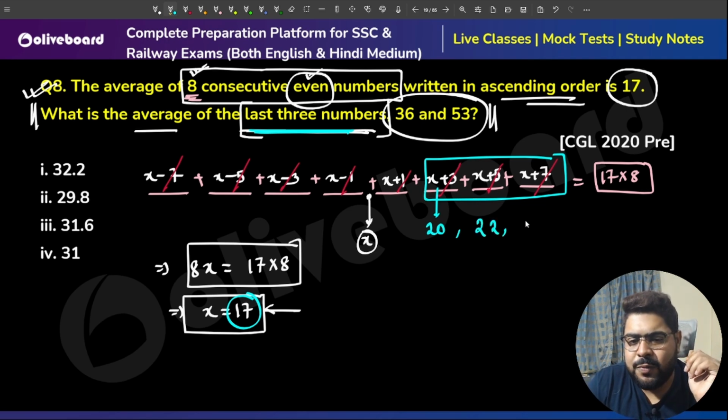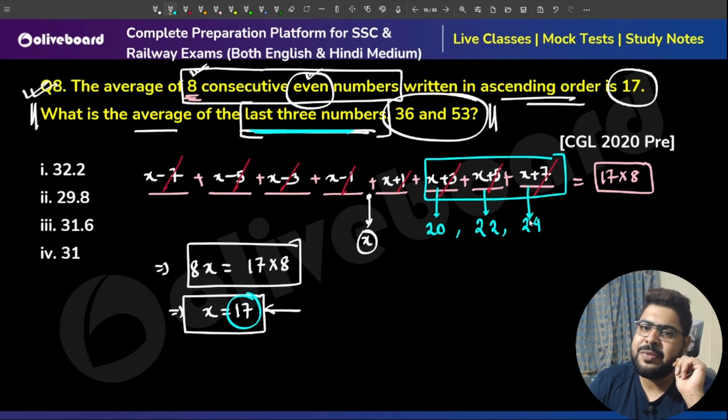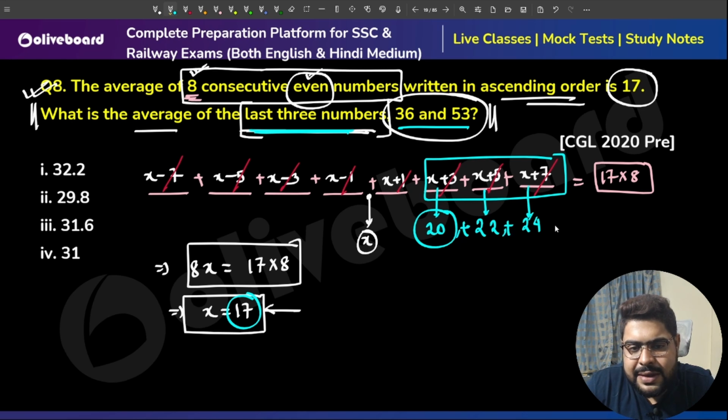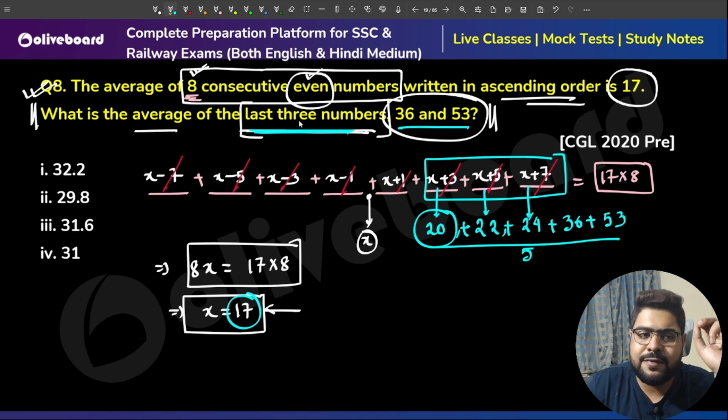So 22, 24. This must be 22, this must be 24. Once I get one value, I'll just take the next two even numbers, right? They're asking the average of these three numbers along with this. So the average will be the sum of these plus the other two numbers, divided by 5 total, because there are three numbers here and two here, total 5.